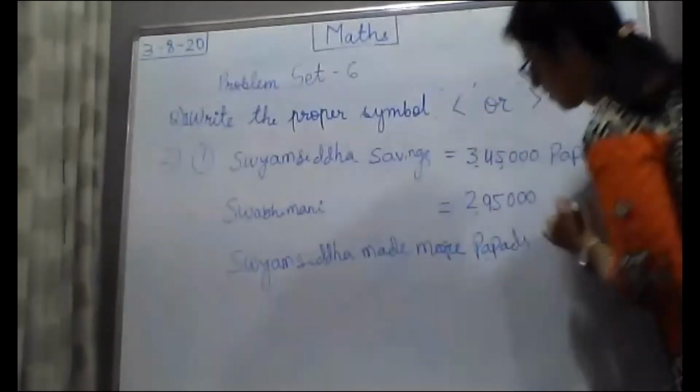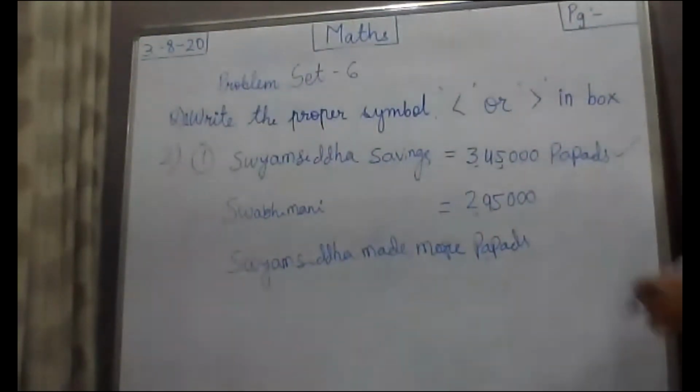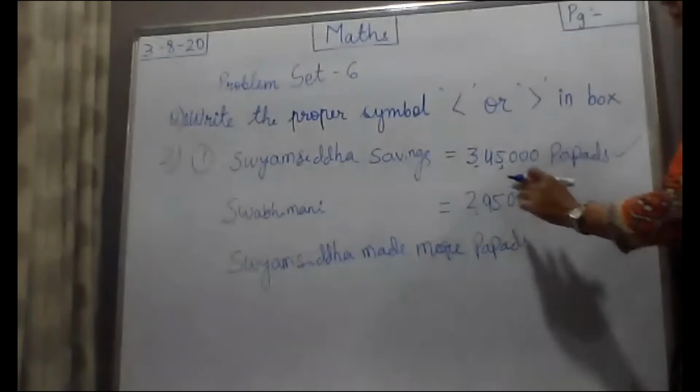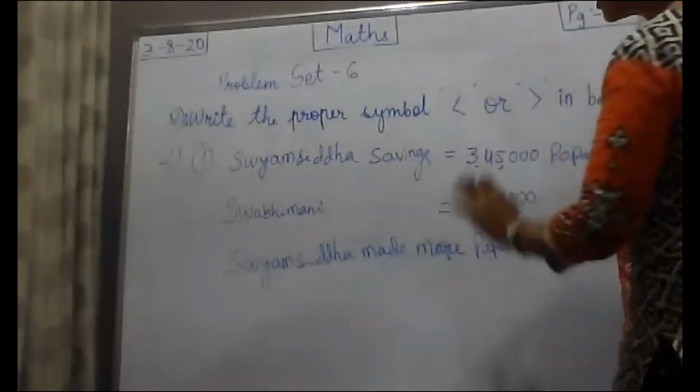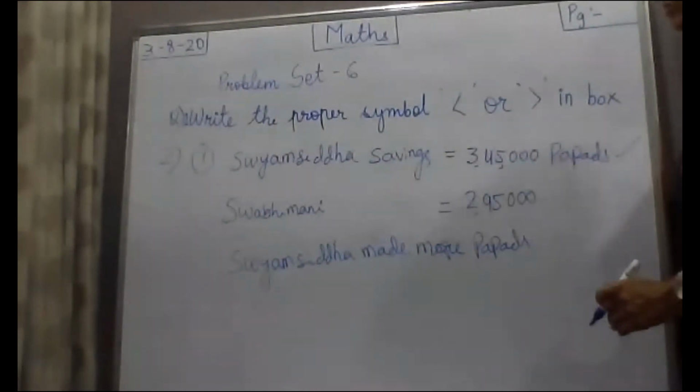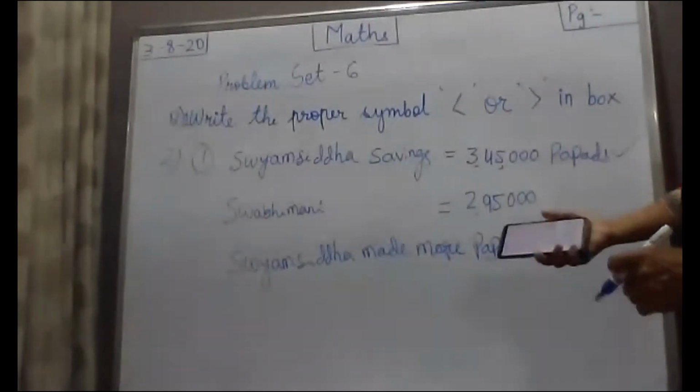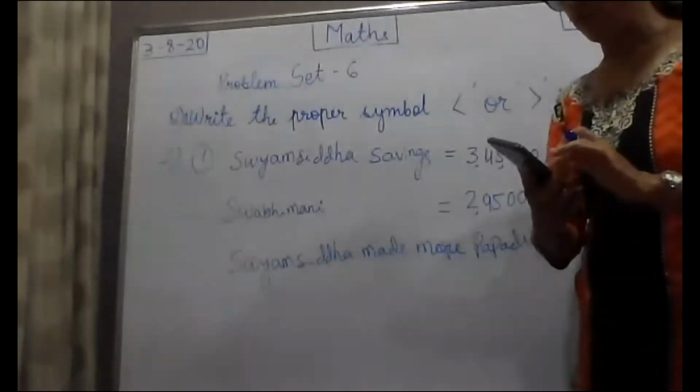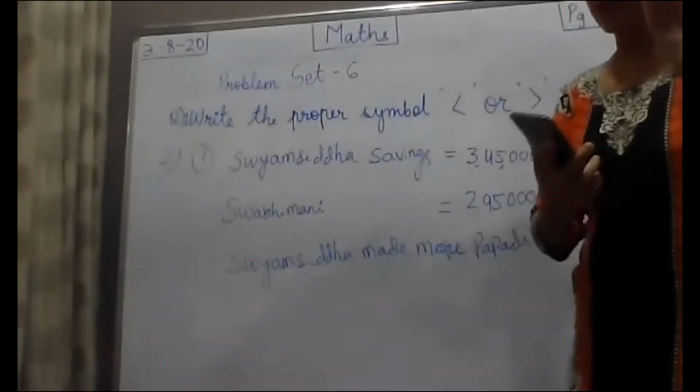Swayam Siddha made more papads. Here it is 3 lakhs and here it is only 2 lakhs. So this is the answer. You just note down. We will move to our next question.